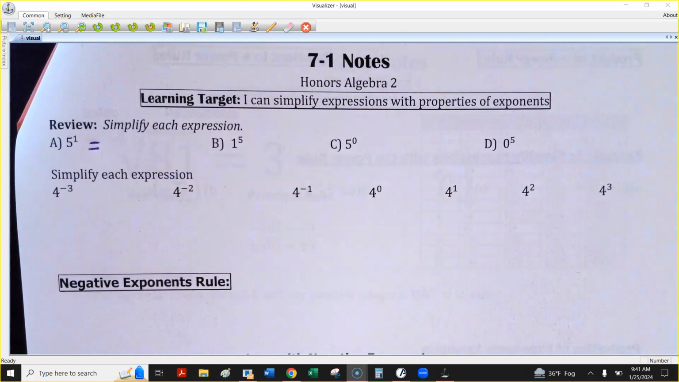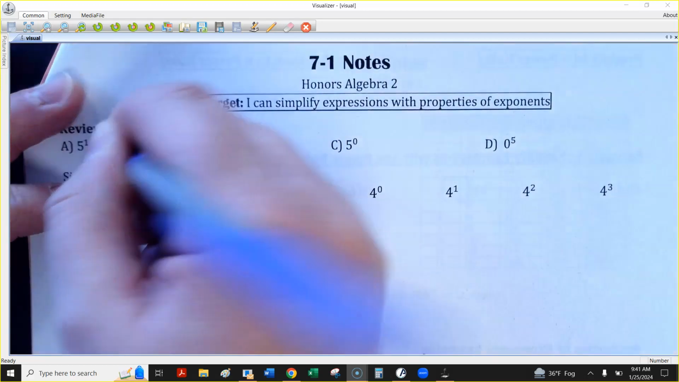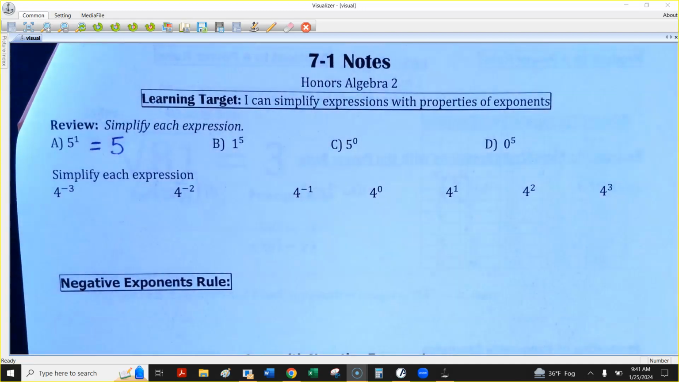So if I have 5 to the first power, does anybody know what that would be? Just 5. Okay, anything to the first power is just that thing. So like if I had 10 to the first power, that'd be 10. 11 to the first power, that'd be 11.